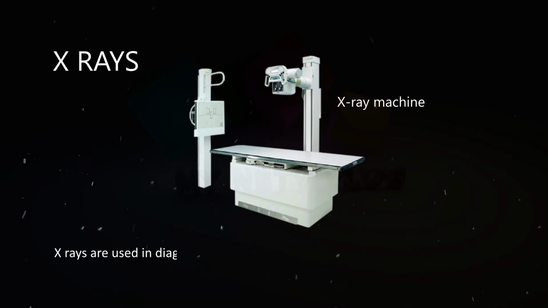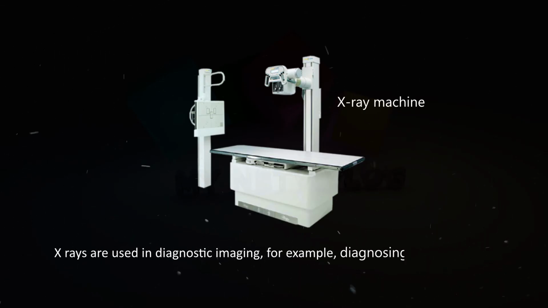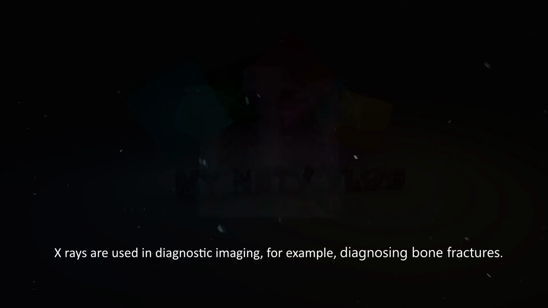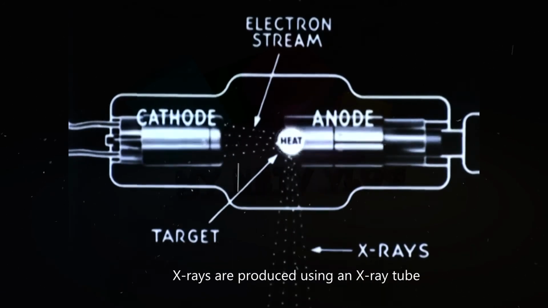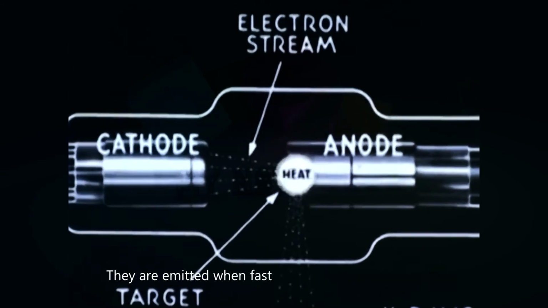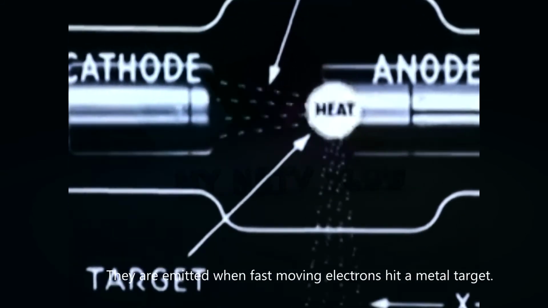X-rays are used in diagnostic imaging, for example, diagnosing bone fractures. X-rays are produced using an X-ray tube. They are emitted when fast-moving electrons hit a metal target.